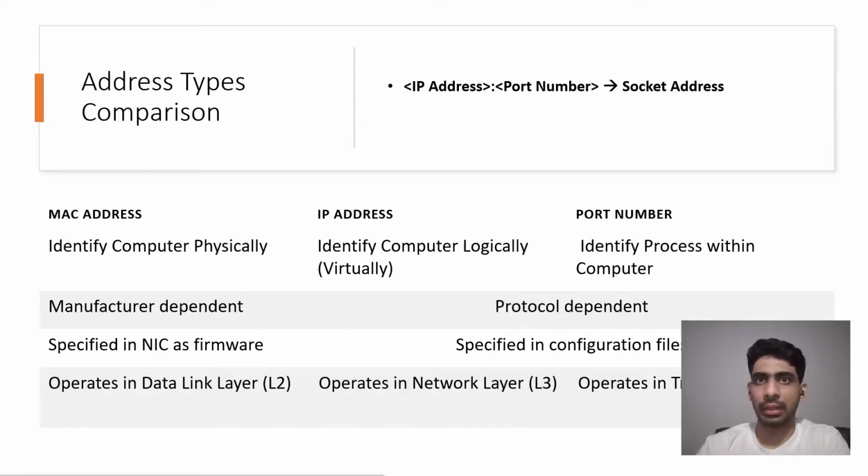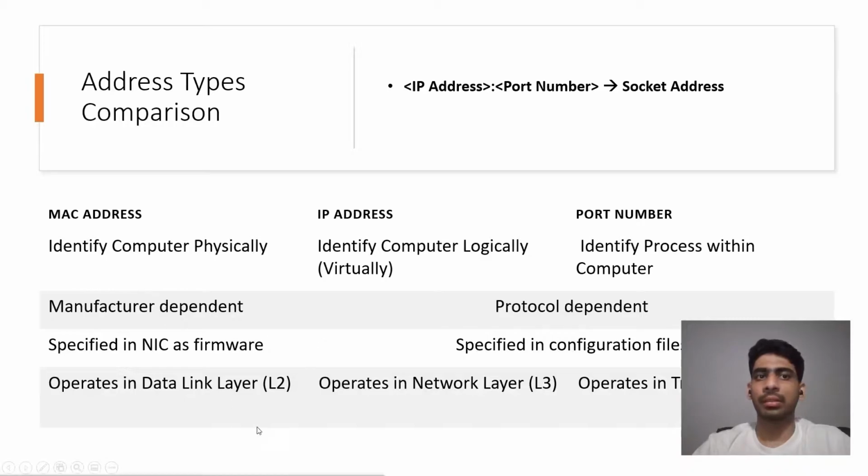Let's take two manufacturers, A and B. A has a set range of MAC addresses to assign to its manufactured devices, and manufacturer B has another set of MAC addresses to be assigned to its devices. This MAC address is specified in the NIC, or network interface card. And when it comes to IP address and port number, they are specified in the configuration file.